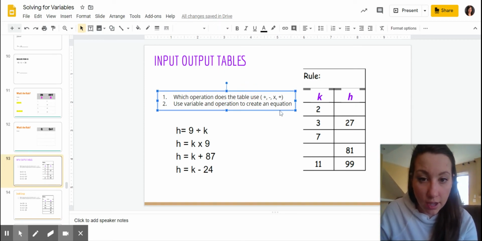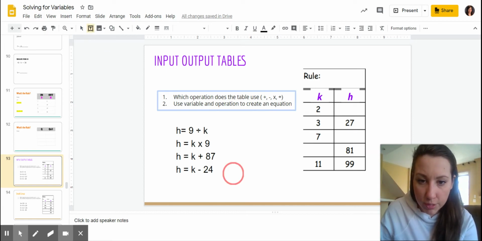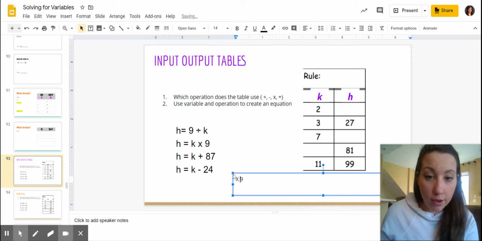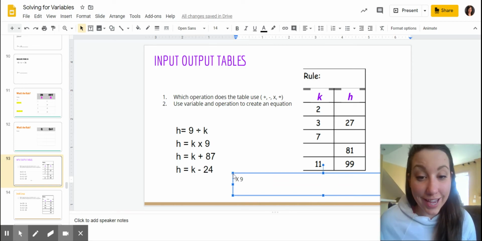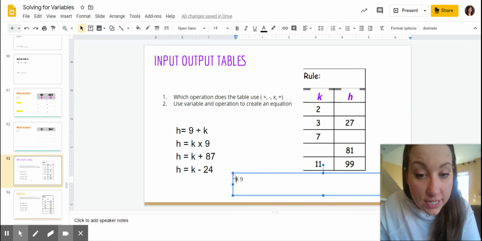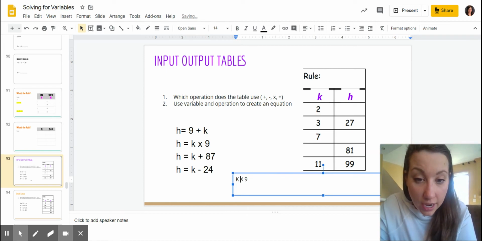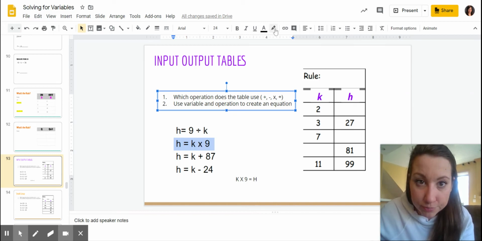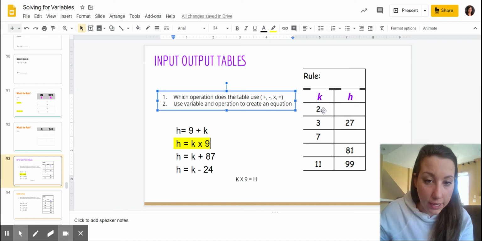If I'm just going to think out loud, I'm going to write myself this information. I know that the rule is times by 9. I remember from before that we said in times 9 equals out, or if I substitute these letters, K times 9 equals H. You see that equation over here? I hope you do. We're almost done. We just have to fill in the blanks.